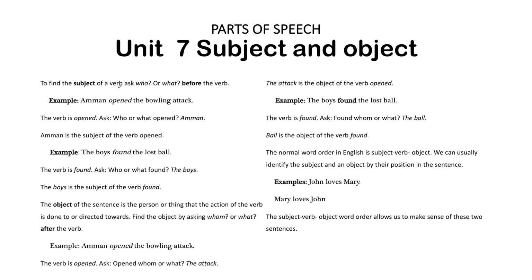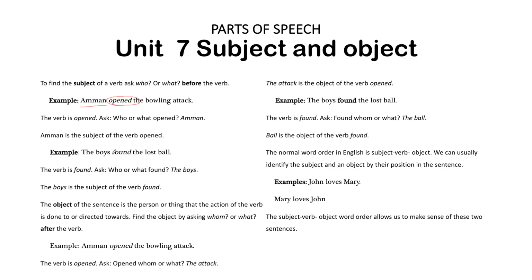The subject of a verb, if you want to find that, you ask who or what before the verb. In our example here, Aman opened the bowling attack. Now this has been written in italics for you because that is our verb, and Aman is the person performing that action. So Aman is the subject and opened is the verb. So that's explained quite clearly here.